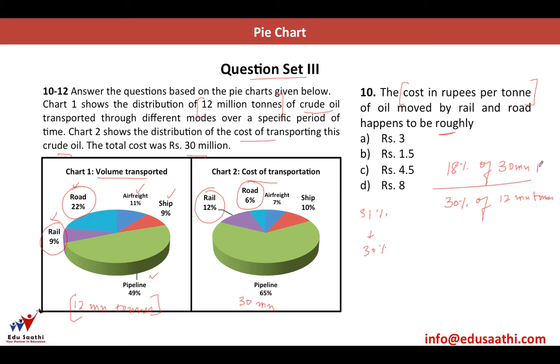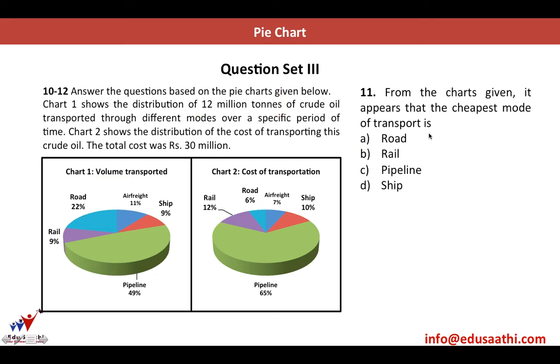So this is rupees and this is tons. So I'll get the answer in rupees per ton, which I require here for the question. So this million and million will cancel out. So my final answer is 18 into 30 divided by 30 into 12. So this cancels out. This gives me 6 by 4, which is nothing but 3 by 2. So my answer is rupees 1.5 per ton. Let's look at the next question.